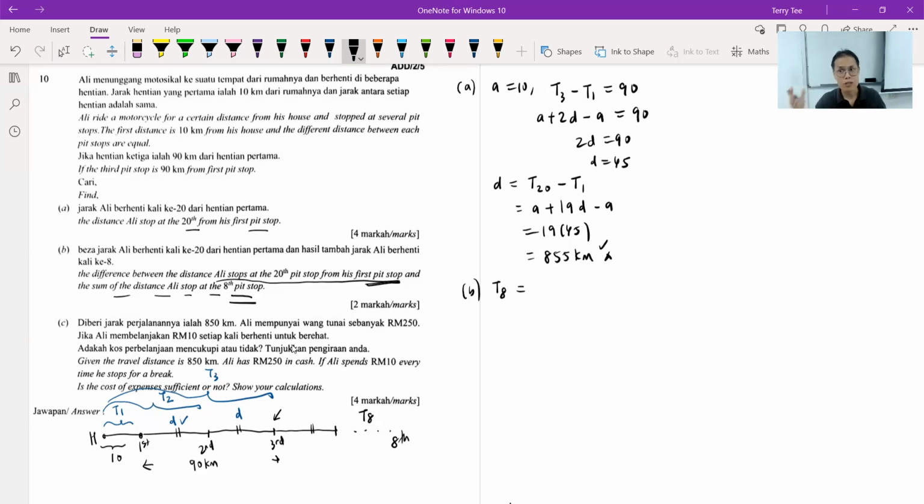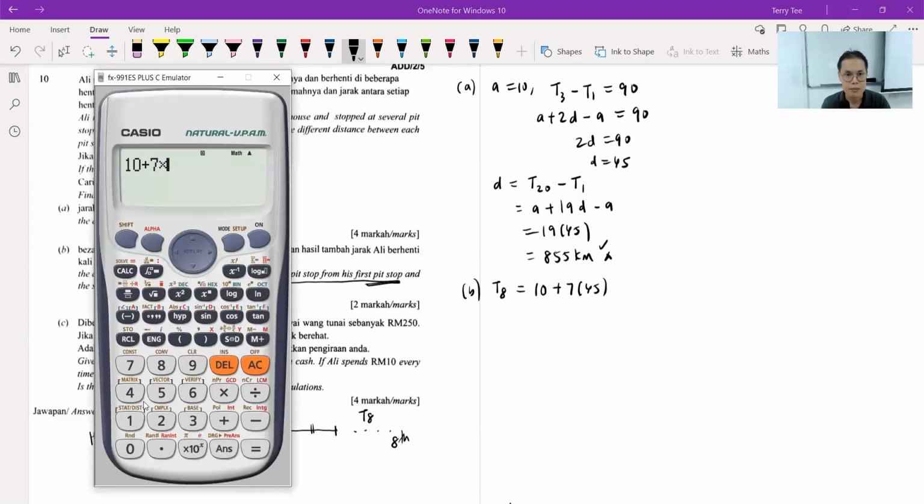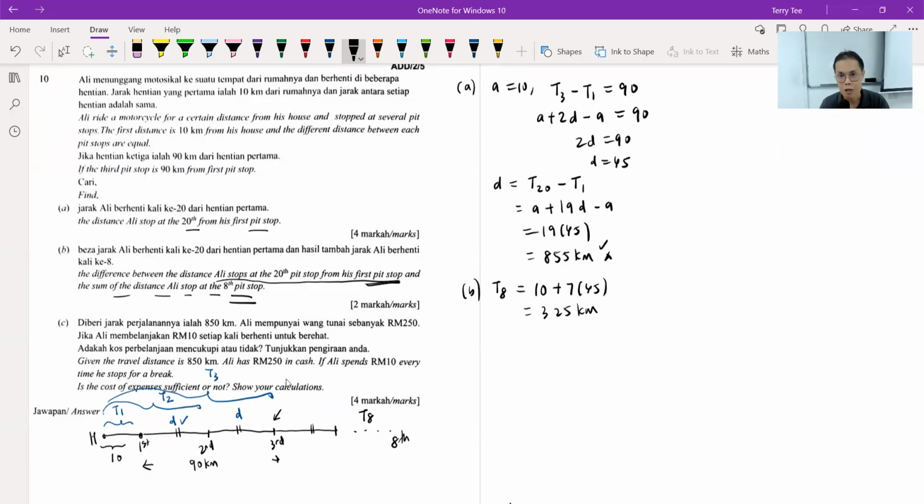So naturally, we think this distance is measured from his house. If it's a distance measured from his house, it's T8, right? So the question is a bit confusing here. So what's your A? Your A is 10, N minus 1 is 7, your D is 45. So I will take 10 plus 7 times 45. This answer is 325. So that's why if you check the marking scheme, it is going to look a bit different from what I'm showing you here. So the difference would be 855 minus 325, answer 530 kilometers.